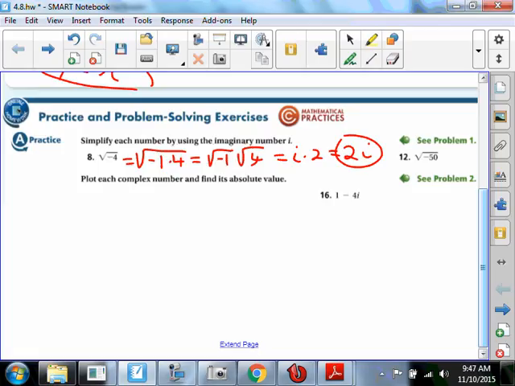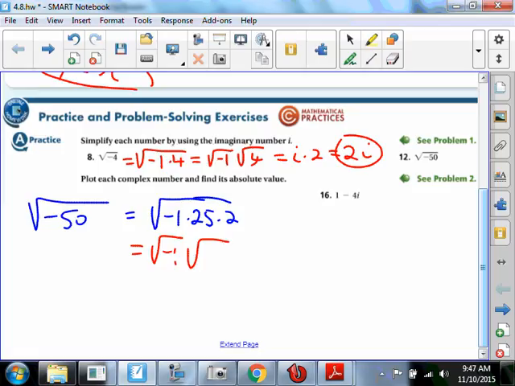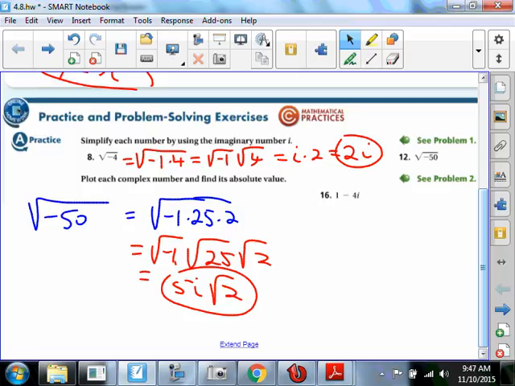Number 12 is similar, but this time we've got 50, and hopefully you remember simplifying radicals. So 50, we're going to break that down. That's going to be the square root of negative 1 times 25 times 2, because 50 is 25 times 2. So that's the square root of negative 1 times the square root of 25 times the square root of 2. So an i pops out, a 5 pops out, and a square root of 2 is left. So 5i square root 2 is what you should have had for number 12. Hopefully you're doing all right with those.